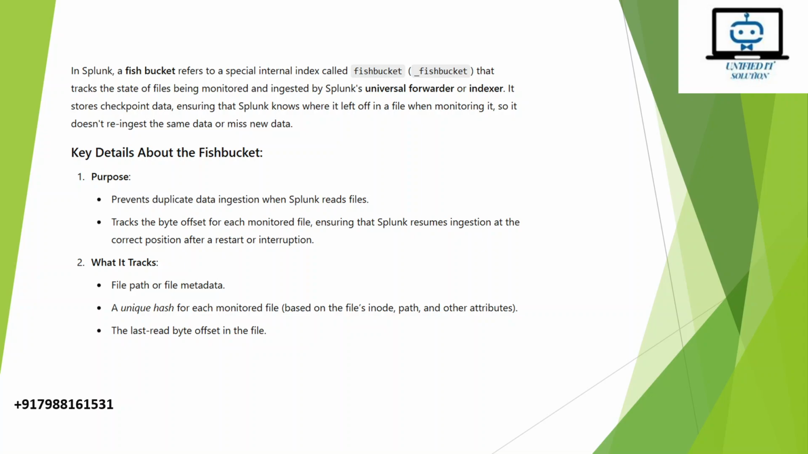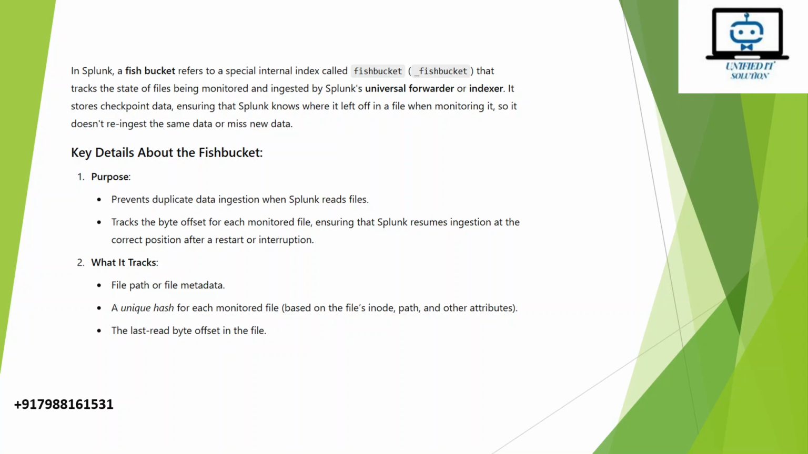So the purpose of this is to prevent duplicate data ingestion. When Splunk reads files, it tracks the byte offset for each monitored file, ensuring Splunk resumes ingestion at the correct position after a restart or interruption. Okay, so if somehow the Splunk forwarder stops ingestion due to some reason, this bucket keeps track of the file which was being monitored or was monitored already, and it will make sure that it resumes the ingestion from the same stage, from the same track. So it will help us prevent duplicate data.